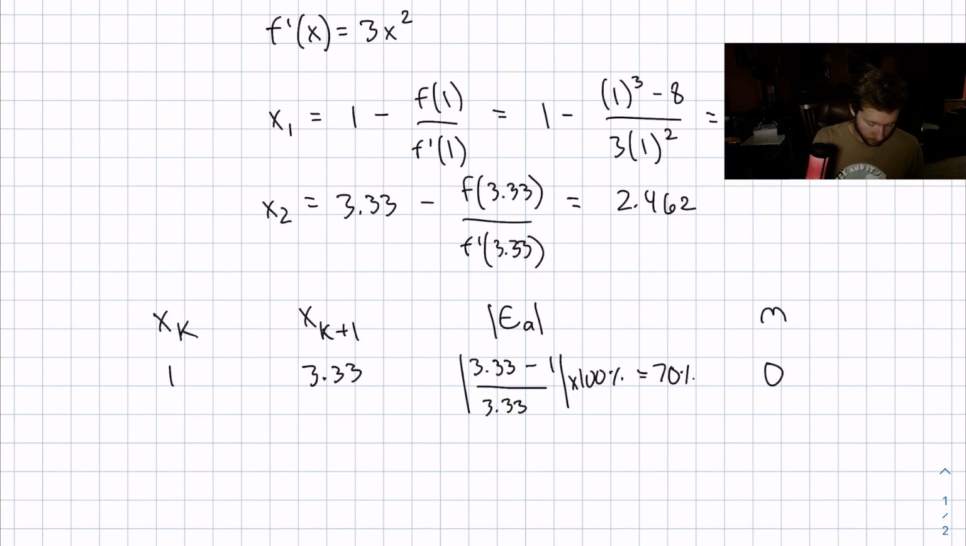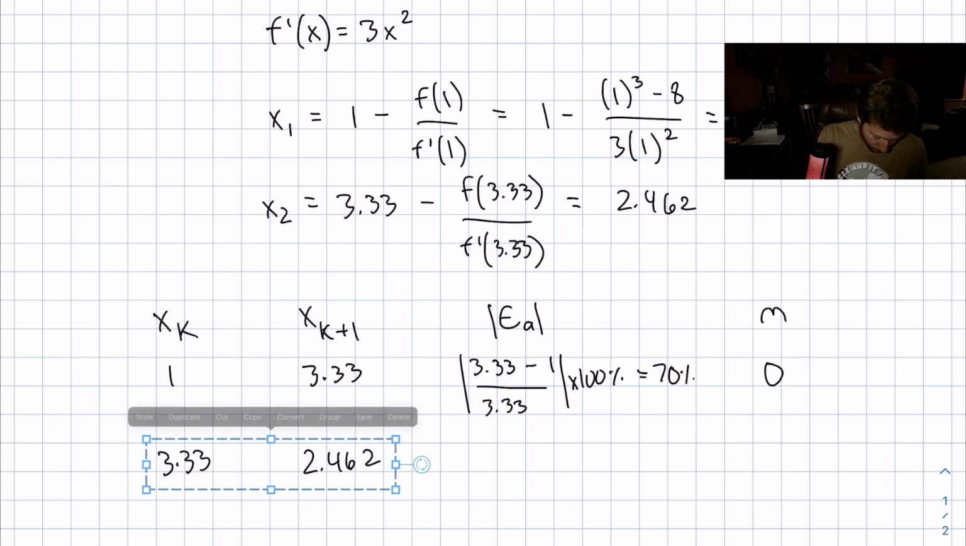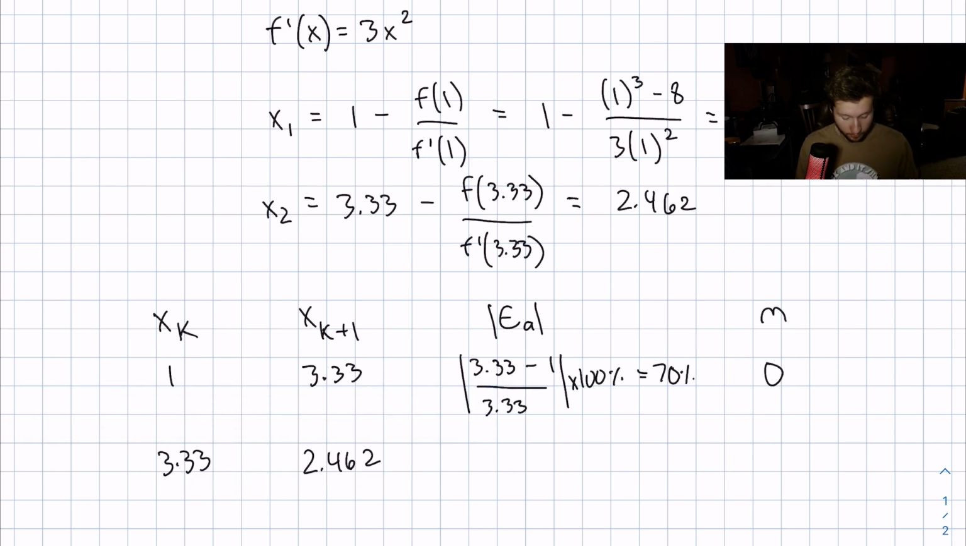So we already solved for x2, which was we take this, bring it on down here, 3.33, which gave us 2.462. Then if we solve for the error the same way we did before, we get about 35% this time. But again, that is 0 sig figs correct.